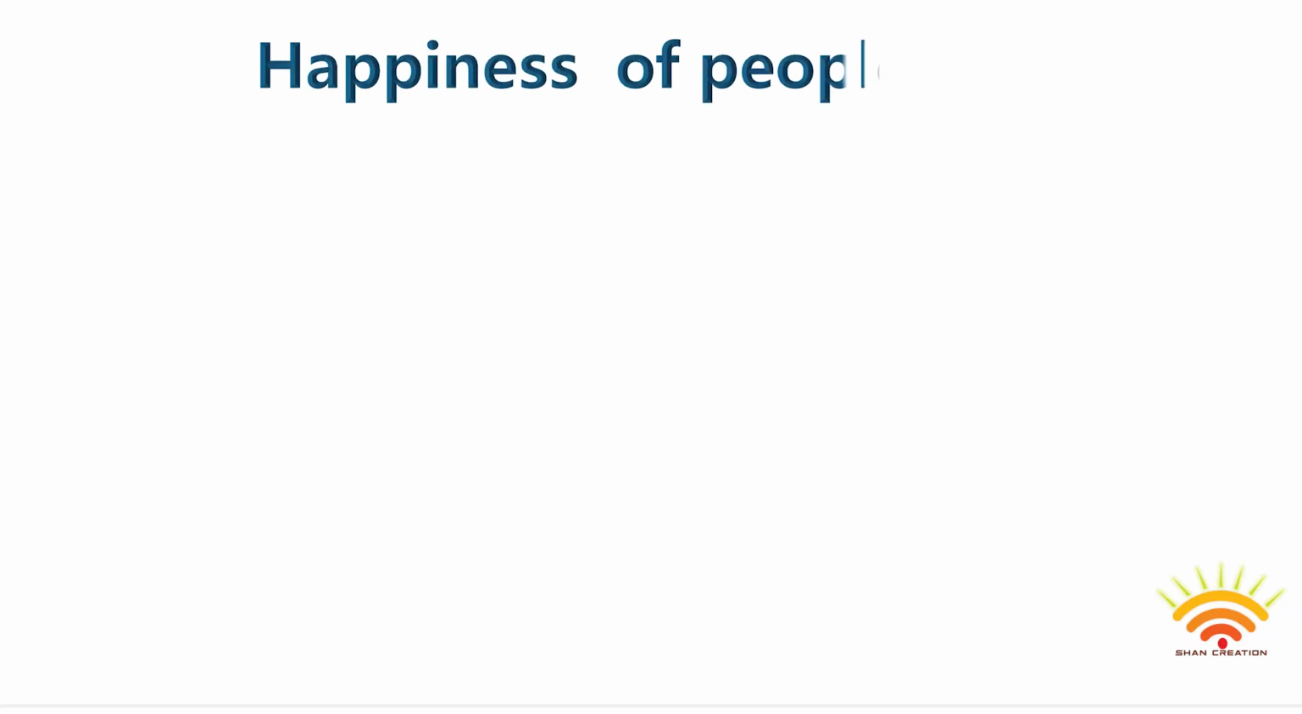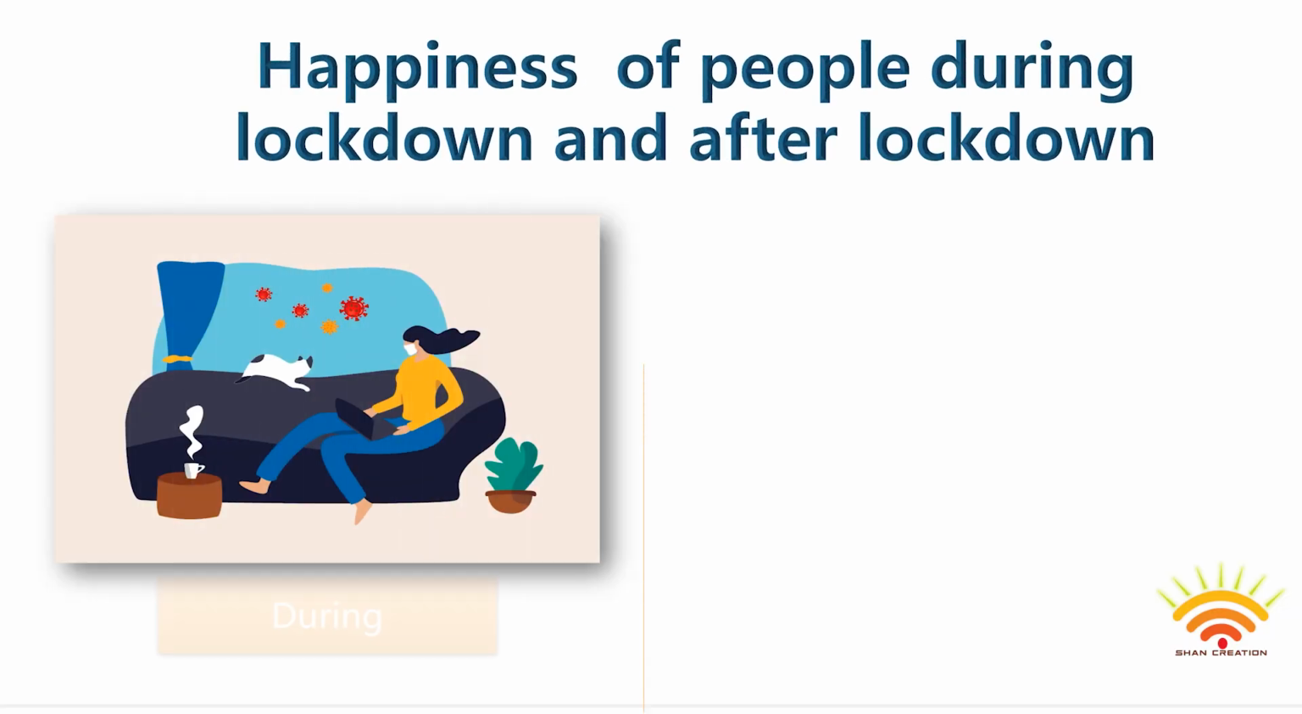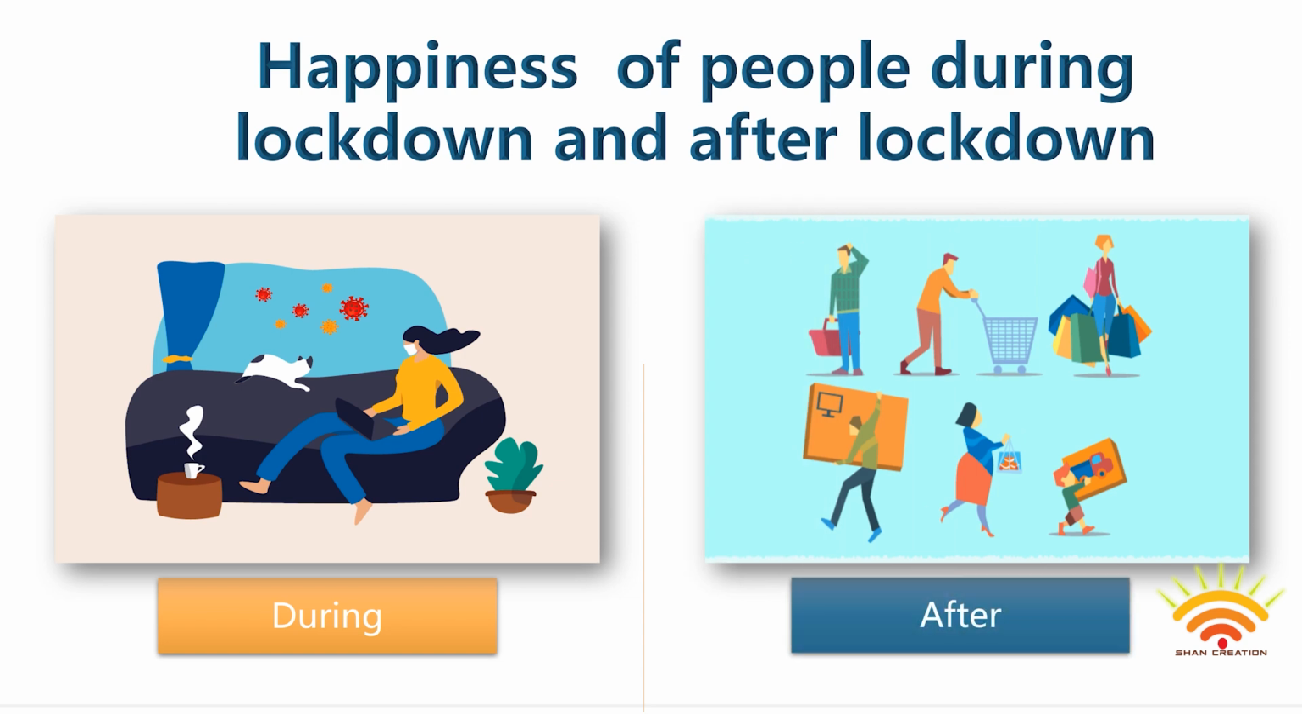Another example: if you want to know about the happiness of the people during lockdown and after lockdown, then you can measure the happiness of the people during the lockdown period and after the lockdown period. Then you can compare the mean values of happiness between these two different periods.